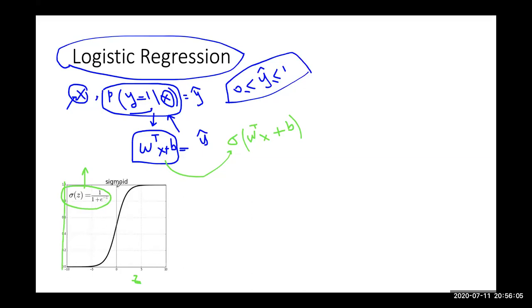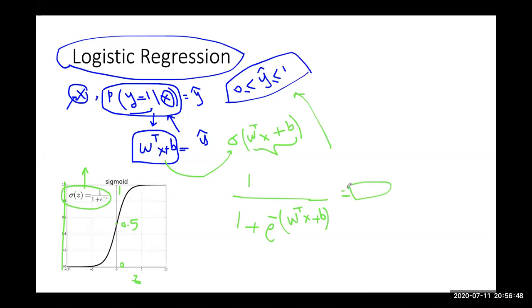The regular sigmoid will be between 0 and 1, with the middle part going through 0.5. So if I take this function, whatever it is, and apply sigmoid, it will be 1 over 1 plus e to the negative (w transpose x plus b). If I do that, I will definitely get a number between 0 and 1, and that number will be the probability of getting a 1 given that information. The probability of the input picture being a cat is found through this equation.